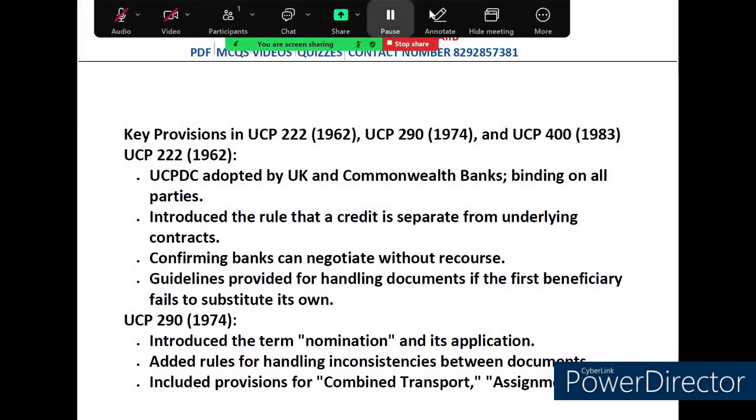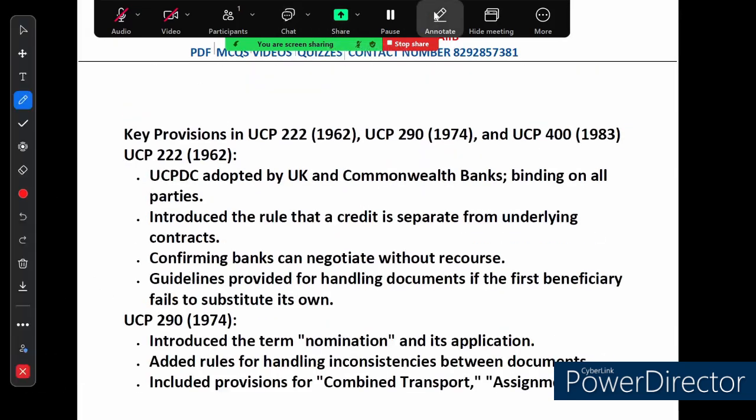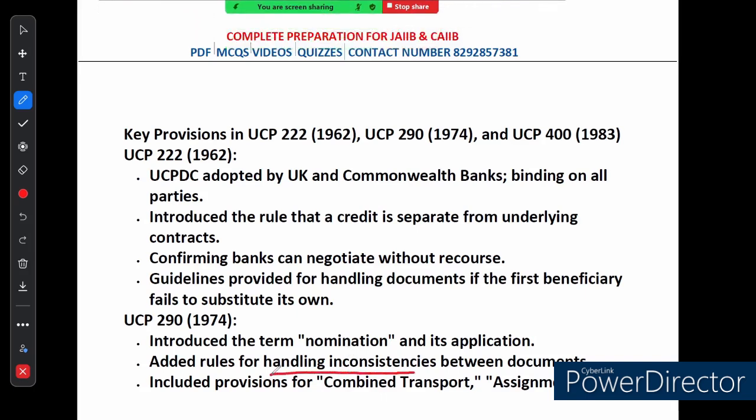It also included rules for handling inconsistencies between documents. Here you can see the added rules for handling inconsistencies between documents. It is common for minor differences to arise. And what are the minor differences? Slight discrepancies in dates, slight discrepancies in description. These are some of the minor differences which can arise. These rules provide clarity on how to handle such inconsistencies, ensuring smooth processing of the letter of credit. So we are talking about UCP 290, which was introduced in 1974.